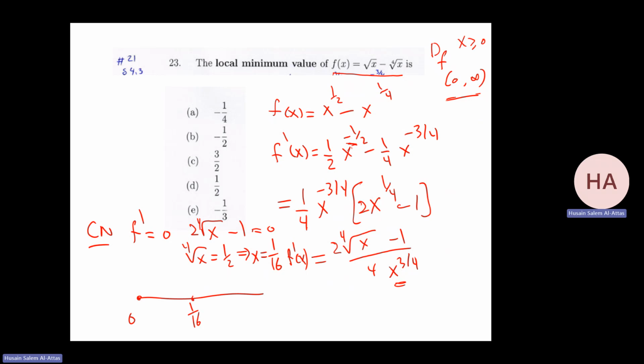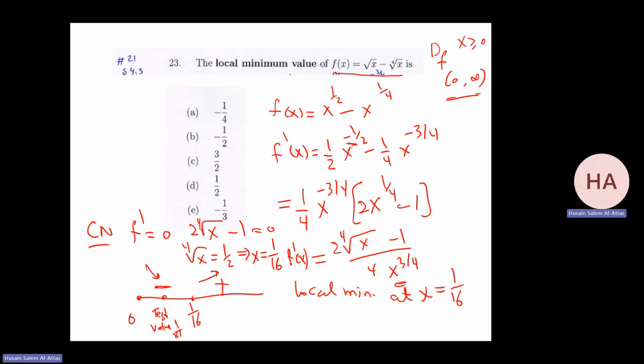So I have to check the numbers and take a value here. Let me take a test value like 1 over 81, whose fourth root is 1 over 3. So I have 2 over 3 minus 1, that will be negative over positive, so that will be negative. Take more than this, take 1: it will be positive over positive, that will be positive. So you have decreasing, increasing. So you have a local minimum at x equal 1 over 16.